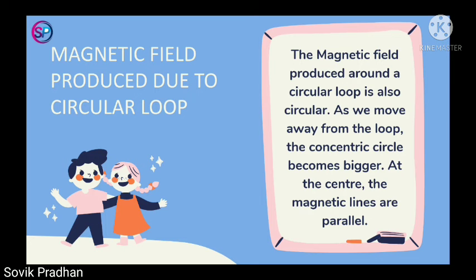Now let's see the magnetic field produced due to a circular loop. The magnetic field produced around a circular loop is also circular. As we move away from the loop, the concentric circles become bigger. At the center, magnetic lines are parallel.